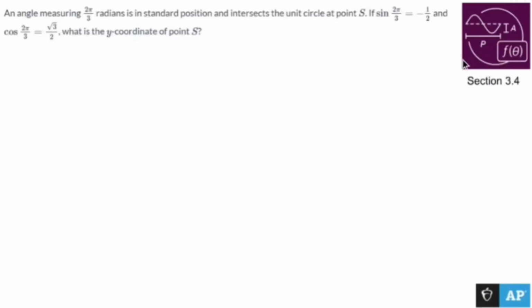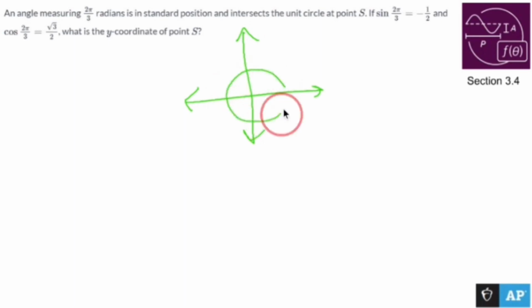All right, we have a really strange one here that seems like it should be easy, but it's not. So let's take a look at it. An angle measuring 2 pi over 3 radians is in standard position and intersects the unit circle at point S. Okay, so we're talking unit circle thoughts. So I'm going to draw a unit circle, not super necessary because of how strange this problem is. Look, it's absolutely perfect. No flaws here whatsoever. It gives us sine of our angle equals negative 1/2, and it also gives us cosine of our angle equals root 3 over 2. What is the y coordinate of point S?